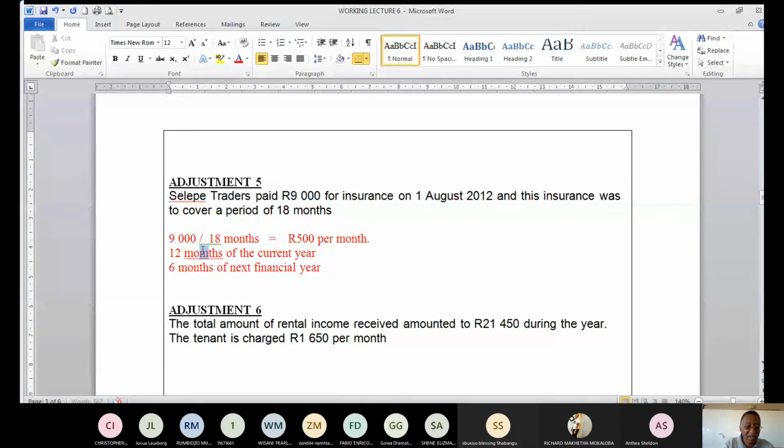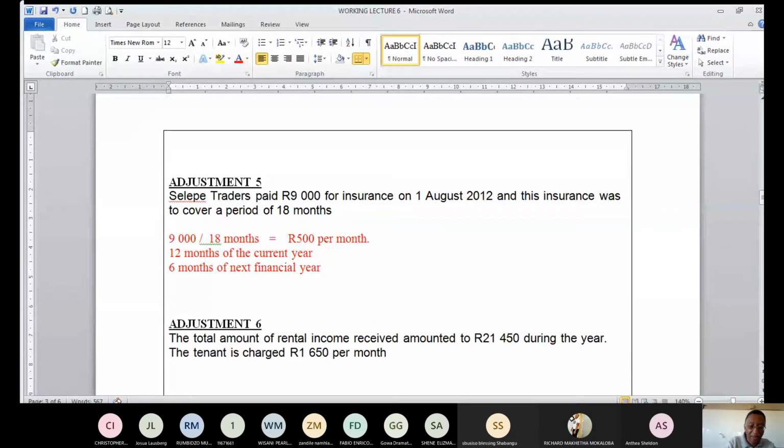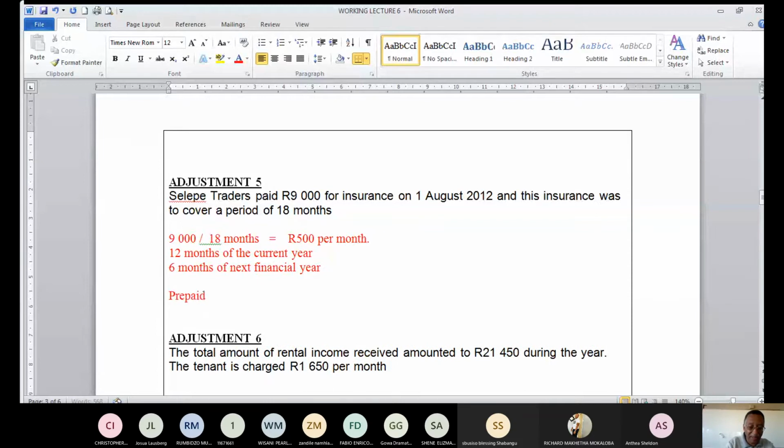The 6 months that you have paid for the next financial year, we call that 6 months prepaid expenses. So to calculate your prepaid expenses, you will say that your prepaid expenses is therefore the amount of 500 Rand per month for 6 months. So you have paid 3,000 Rand in advance. You have paid 3,000 Rand for the next financial year. We call that prepaid expenses.